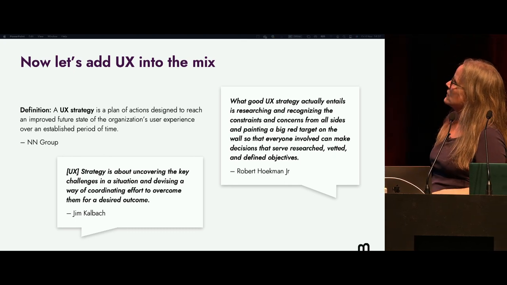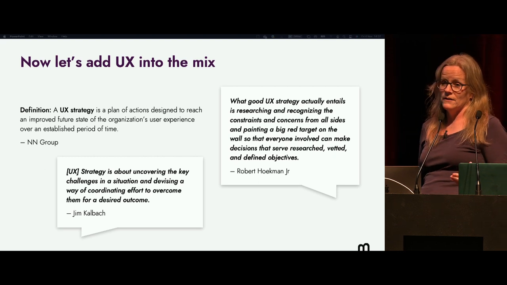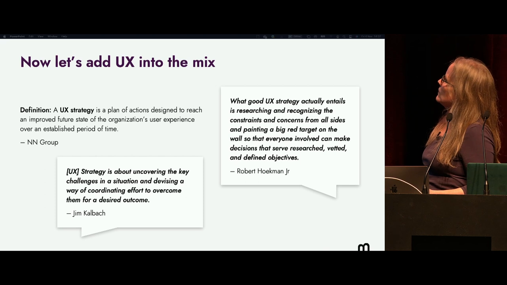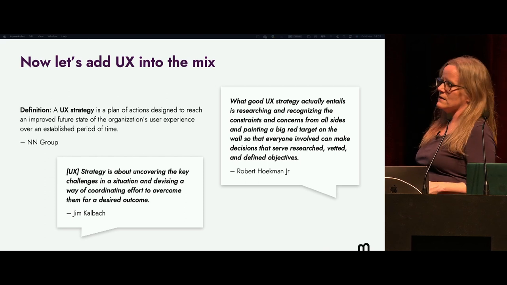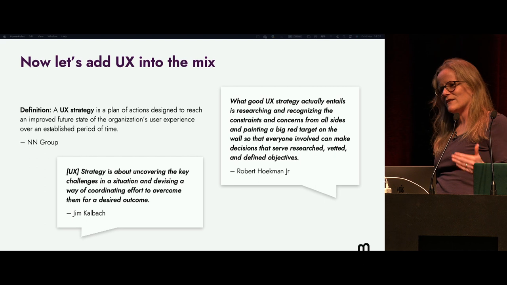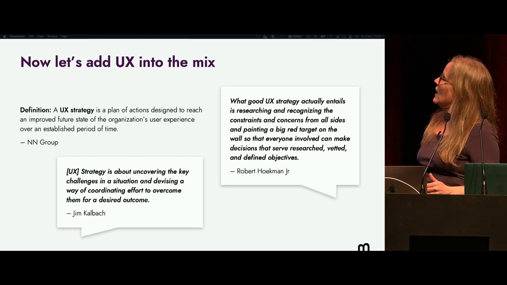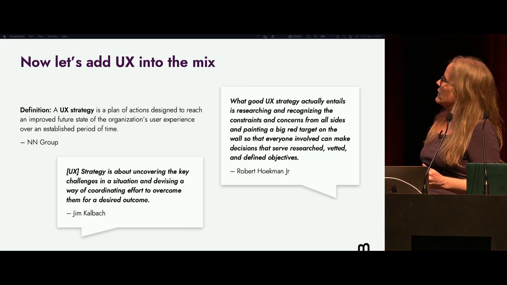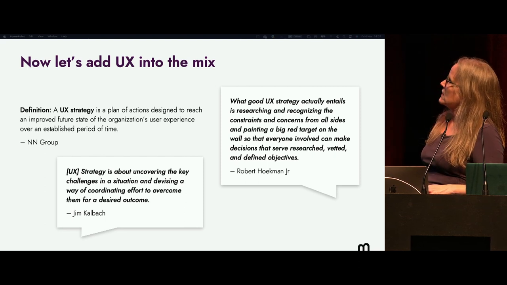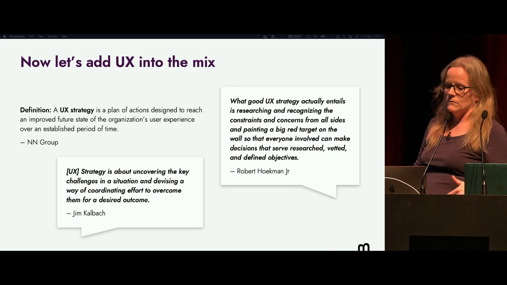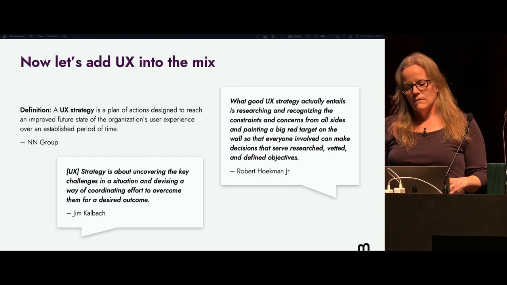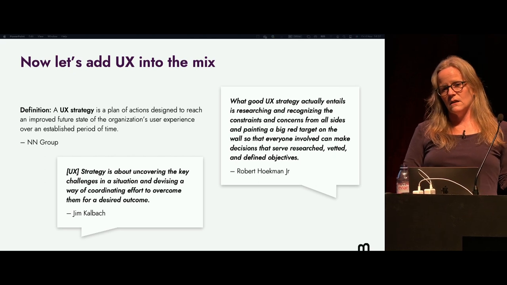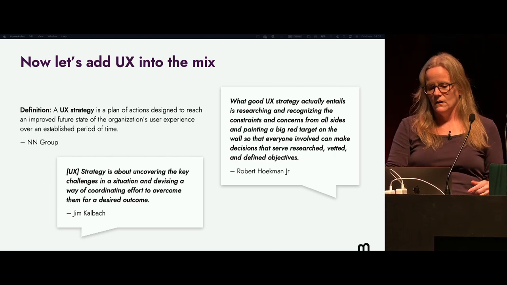UX strategy entails researching. That's really important, right? UX must involve researching, otherwise there's no you. And recognizing constraints and concerns. Hooray, somebody's mentioned constraints and brought that into the mix. And painting a big red target on the wall. That's your goal, so that everyone involved can make decisions that serve researched, vetted, and defined objectives. So I like that definition. I think it's pretty much there, but there's one really key thing that's missing for me in that definition.